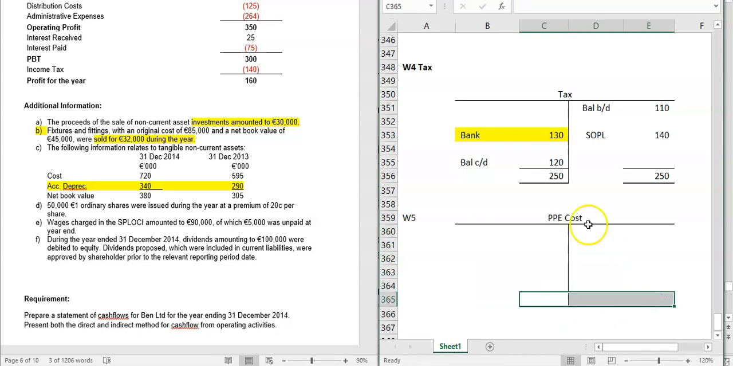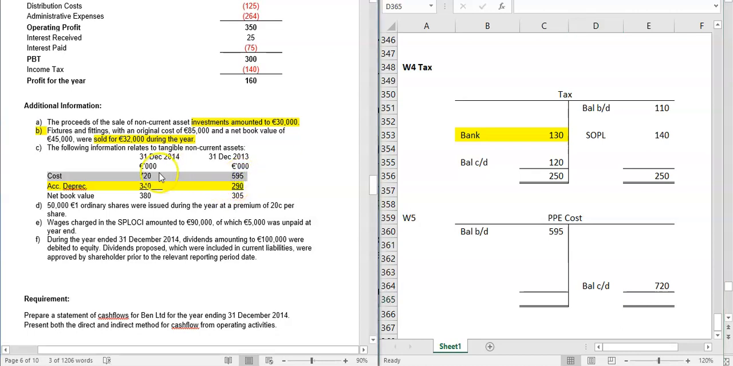So PPE cost then, you have your balance brought down, was 595, but that has now gone up to balance carried down, which is a balance of 720. So we want to explain how do we get from an opening balance of 595 to a closing balance of 720. There's only two things that can move your PPE cost account: acquisitions and disposals.